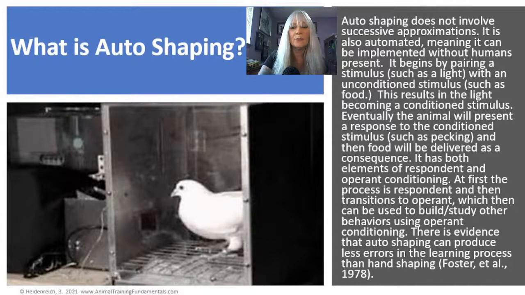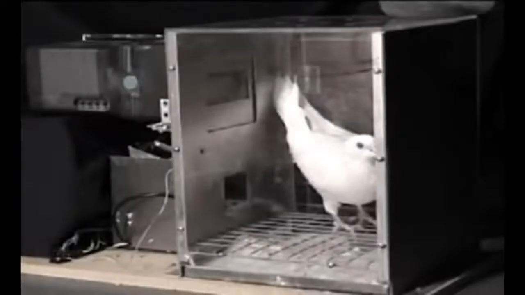As I was pointing out in this one study, there's evidence that auto-shaping can produce fewer errors than the learning process that happens when we do it with successive approximations. So it's a pretty interesting process, and I thought I could show you a video clip of what this looks like exactly, with this picture that you're seeing here with this pigeon. There's no audio on this, so I can talk over it while we watch this video clip.